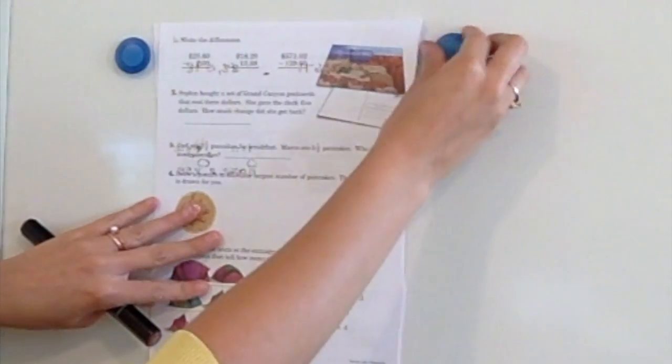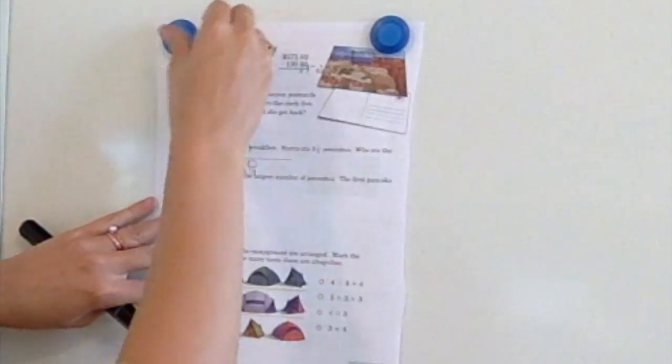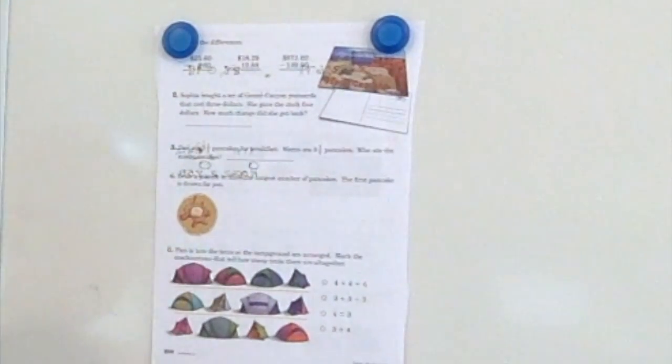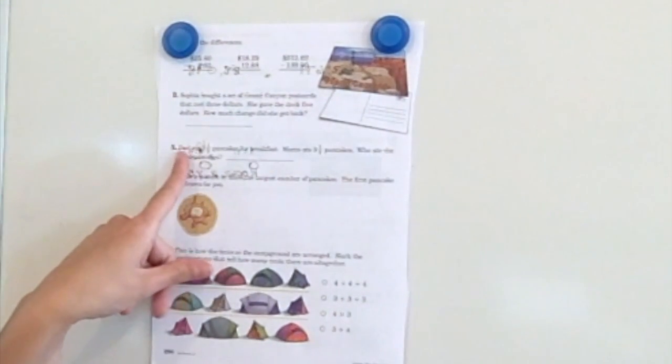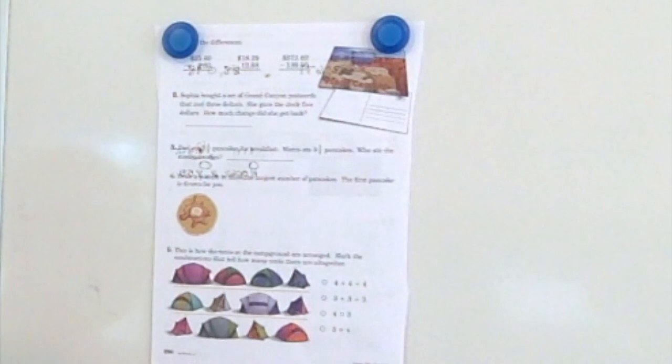All right. The last problem that we're going to be working on is page 298. Let's see here. All right. 298 and question 3. Dad ate 5½ pancakes for breakfast. Marco ate 5 1/3 pancakes. Who ate the most pancakes?